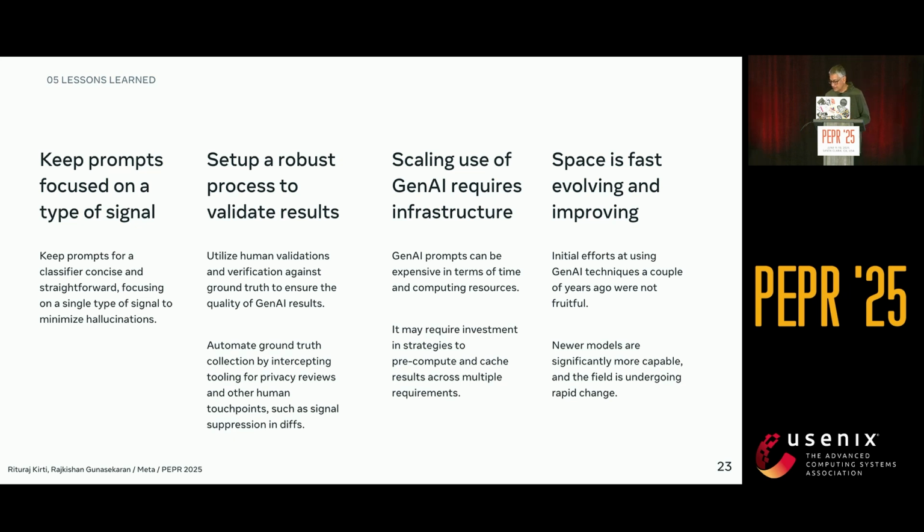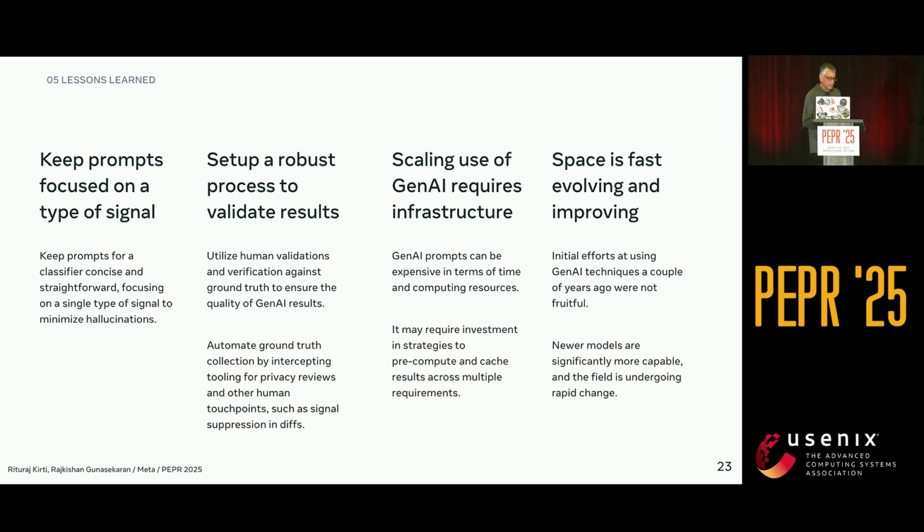Another key point is using GenAI is expensive, right? And especially at the scale at which Meta operates, applying any of these techniques to make a real world difference can be quite challenging. So we had to do special pre-processing and hoisting a lot of the processing to pre-compute and cache results and apply across different requirements to make this scale.